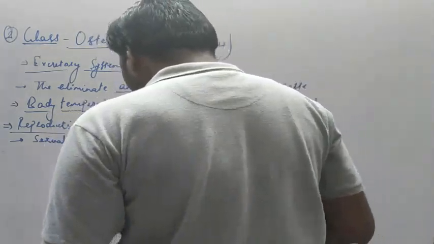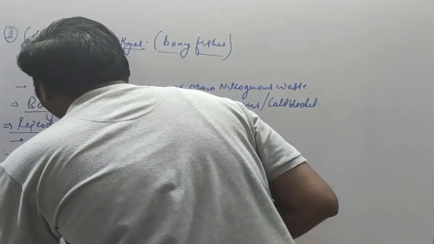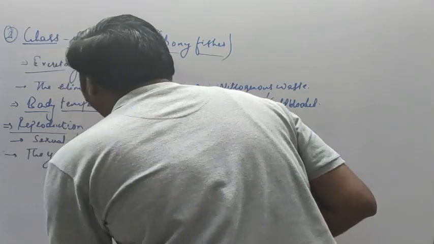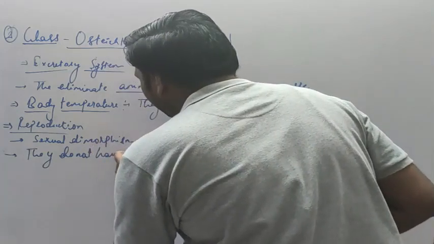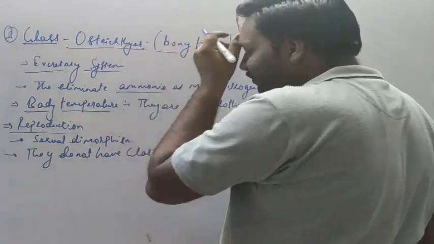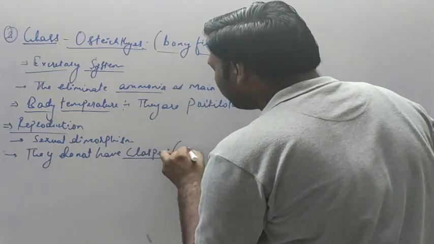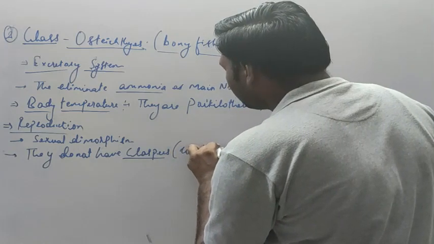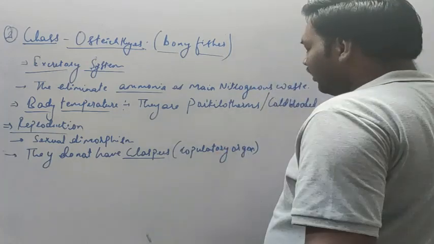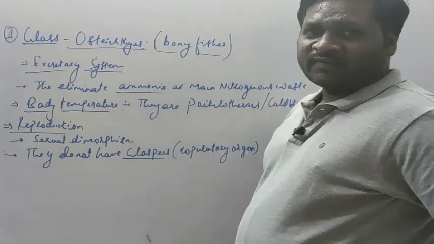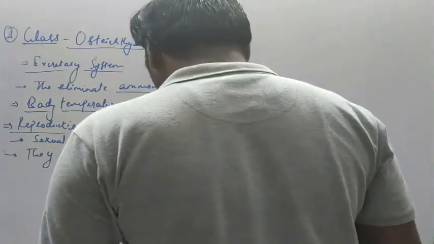Then next, they do not have claspers. Now what are claspers? These are the copulatory organs. This copulatory organ is only seen in case of cartilaginous fishes. It is absent in case of bony fishes. Generally it is found in the males.